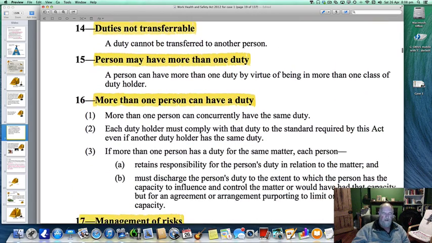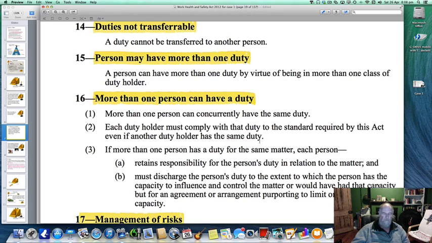More than one person can have a duty, so one duty itself can be split amongst a number of people. More than one person can concurrently have the same duty. Each duty holder must comply with that duty to the standard required by this Act. Now we're getting to the big stuff here, the standard required by the Act. Right? Put that in pink. Even if one duty holder has the same duty, doesn't matter. Each person has to apply this standard.